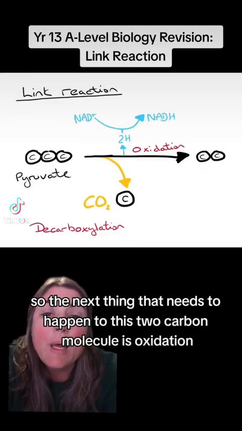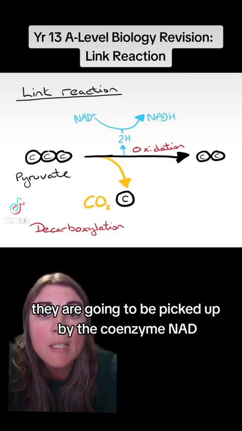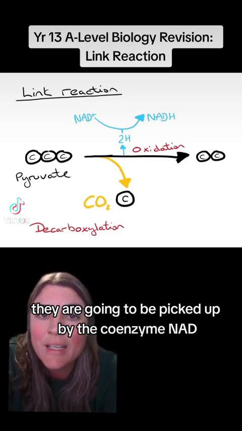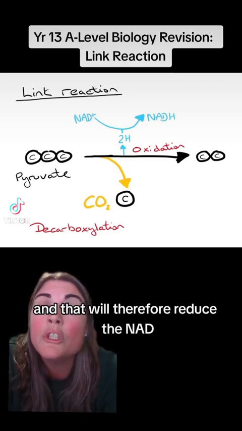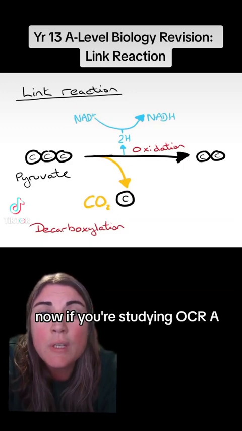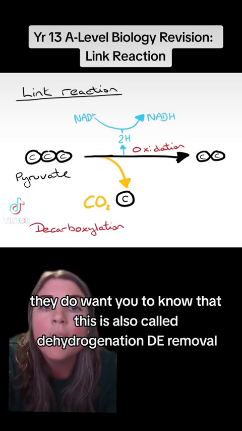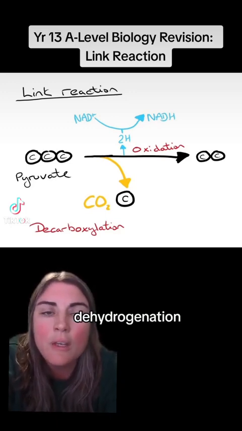The next thing that needs to happen to this 2-carbon molecule is oxidation. We are going to oxidise the molecule by removing hydrogens. 2 hydrogens are going to be picked up by the coenzyme NAD, and that will therefore reduce the NAD because the molecule has become oxidised. If you're studying OCR A, they do want you to know that this is also called dehydrogenation. DE, removal of the hydrogen, dehydrogenation.